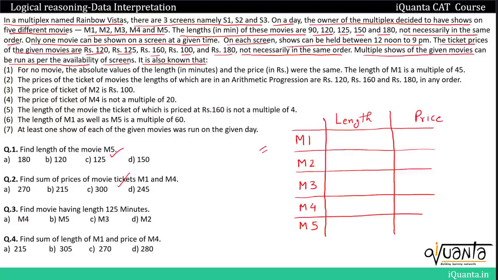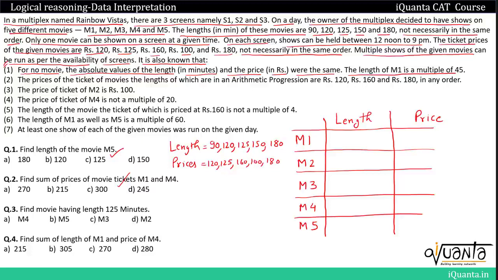We have been given some additional information also, so let us read it out and put all the fixed clues directly into the table. First clue is, for no movie the absolute value of the length in minutes and the price in rupees were the same. So it says that the length and price of a particular movie cannot be same. Then the length of M1 is a multiple of 45. So let us first put down all the lengths that we have and all the prices that we have.